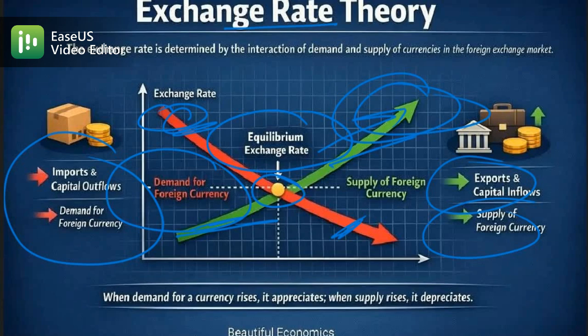So what we understand here is that when demand for a currency rises, it appreciates. When supply rises, it depreciates. So what that means is, if more people want a currency, its value goes up, meaning appreciation. If more of that currency is available, its value goes down, and it's called depreciation.